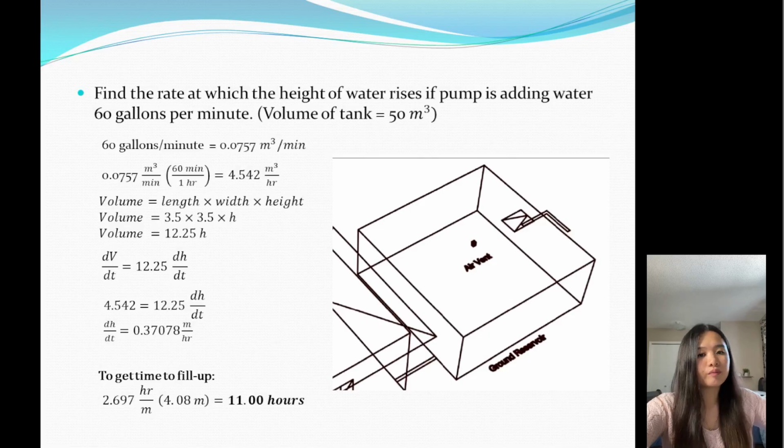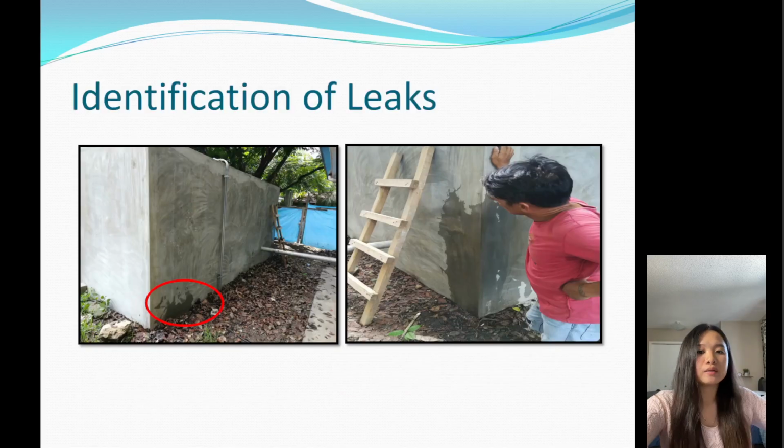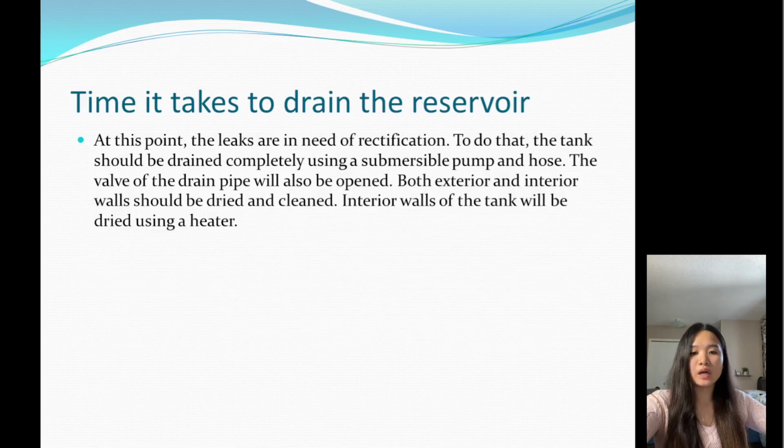So since we have identified the leaks, the next thing to do is we need to drain the water tank so that we can rectify the leaks. We will use a submersible pump and hose. There is also a drain pipe at the bottom of the tank, so we will open the valve. So it will help with the draining of the water. After that, both the exterior and the interior walls should be dried, and it will be cleaned before we apply the cementitious materials and other materials needed for the rectification and waterproofing. So the interior walls of the tank will also be dried using a heater.